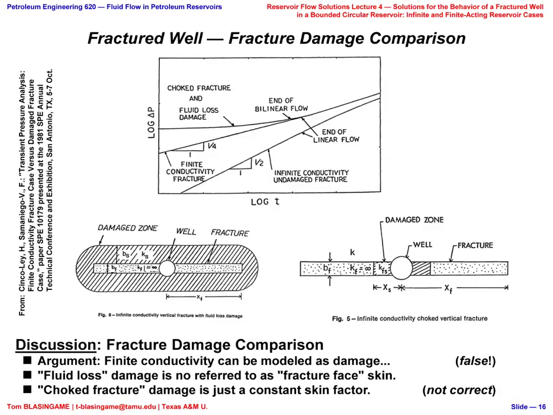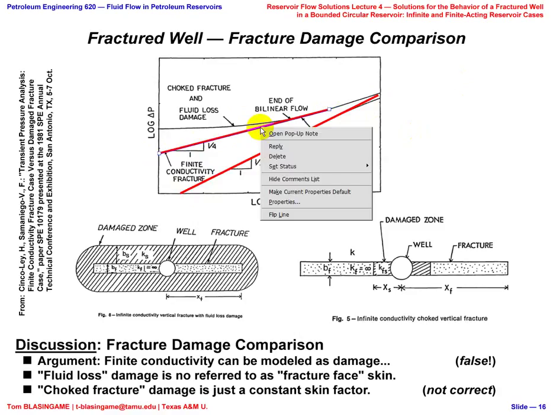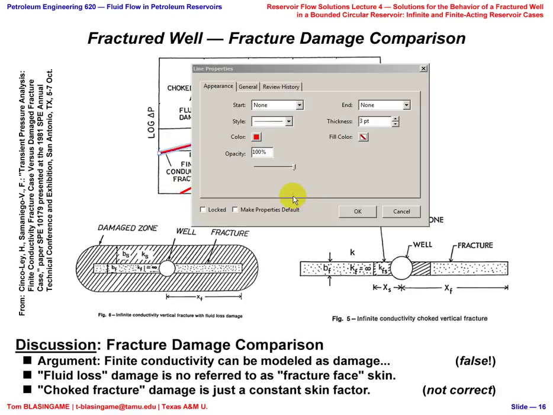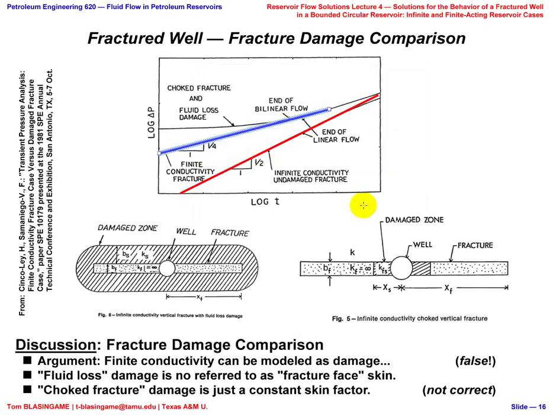So what the people in the opposition, if you want to call it that, decided is that this was a skin. They decided there was no such thing as finite conductivity, that it was a skin. And fortunately, Cinco and Samaniego are pretty smart. So what they did is they produced some solutions, and just for the sake of argument, I'll draw it like this, and then I'll draw it like this. So that's the infinite conductivity and the finite conductivity solution. And then what did they do, class? They added skin.